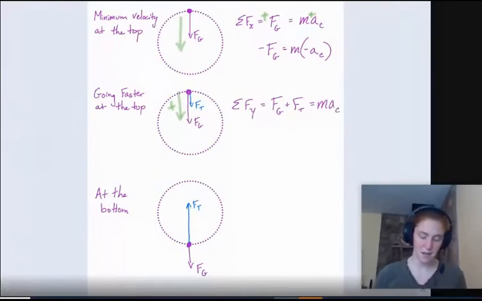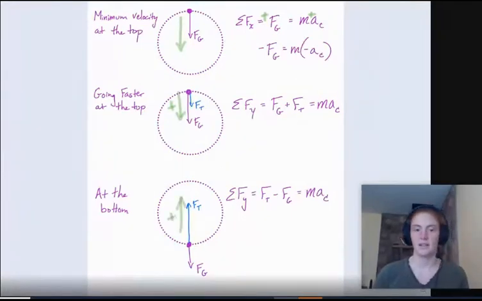And lastly, at the bottom, I need to have my object accelerating still towards the center of the circle, but that's going to be up now. So the sum of my forces in the y direction is going to be my tension minus my gravitational force is equal to mass times acceleration to go in a circle. So now I have the positive direction upwards because I want to make sure that my accelerating direction, or the center of the circle, is in the positive direction.